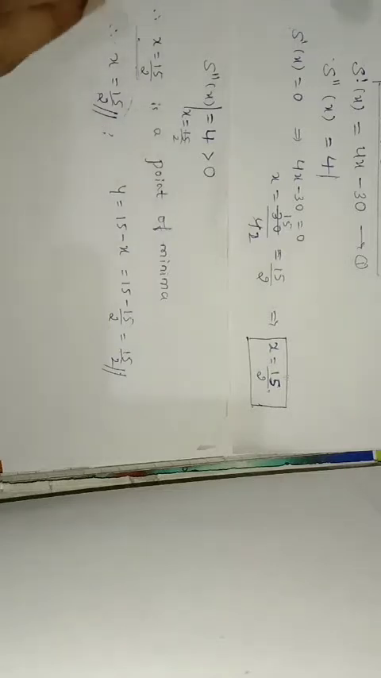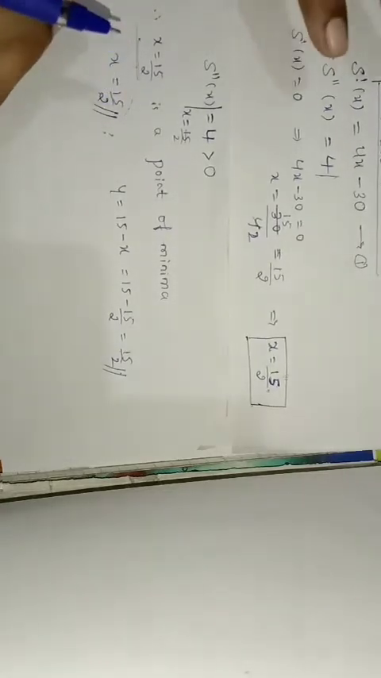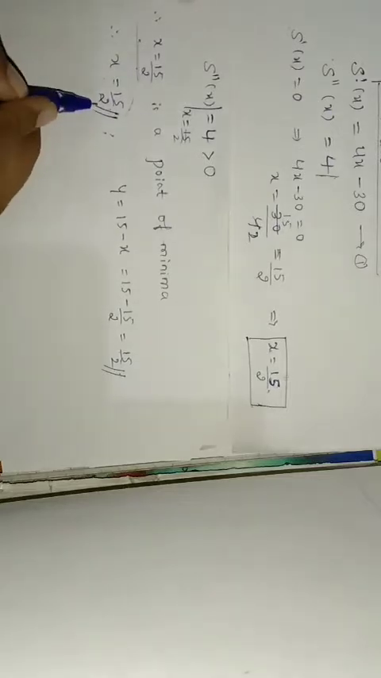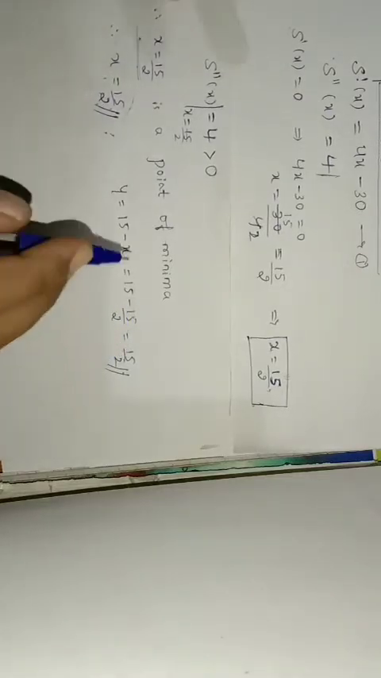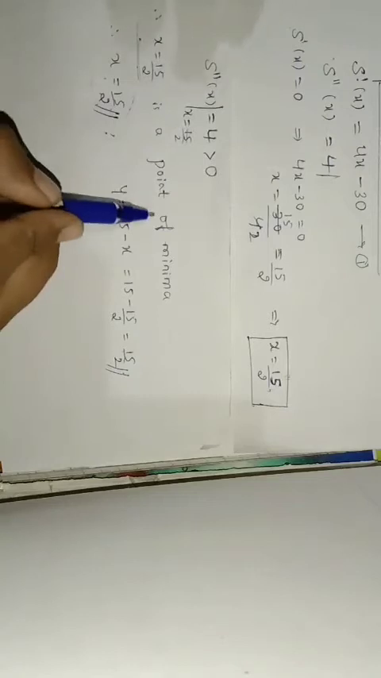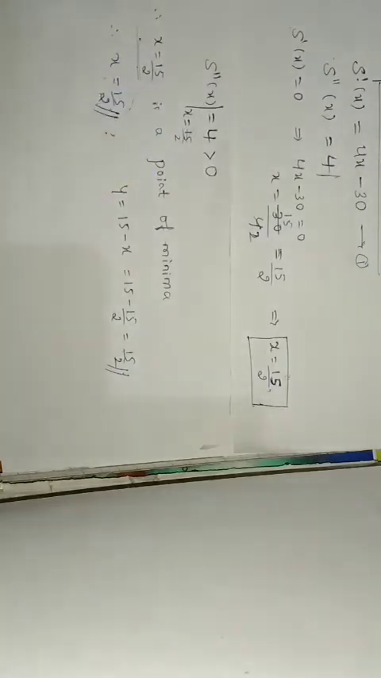Okay, I hope you understand this problem. So I'll move to the next problem. So here x is equal to 15 by 2 and y is equal to 15 by 2, and therefore x is equal to 15 by 2 is a point of minima, hence we proved. Okay, so next, move to the next problem.